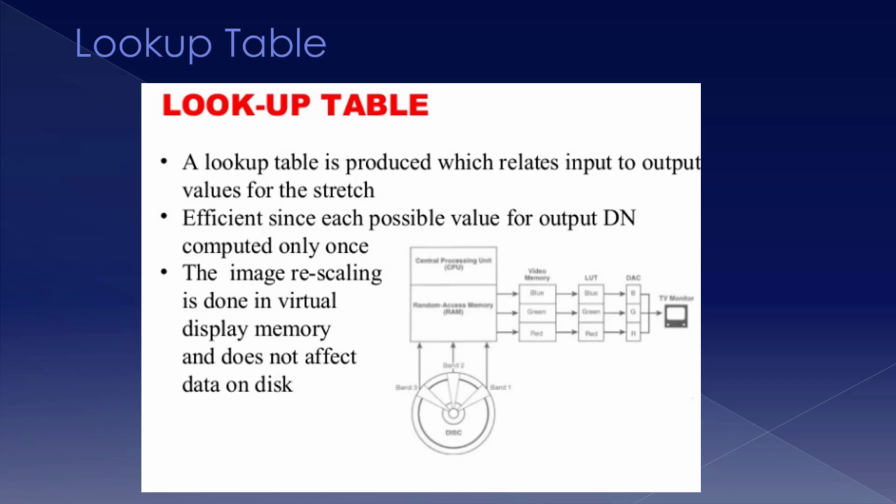And finally, a little bit about lookup tables. So a lookup table is produced during this process, which relates input to output values for the stretch. It's efficient since each possible value for output DN is computed only once. The image rescaling is done in virtual display memory and does not affect data on your disk. So you can see here we have our central processing unit, and then we have a video memory to the right, and a lookup table with the blue, green, and red, and then the final image. This example is showing a TV monitor, but it's the same for a computer monitor.